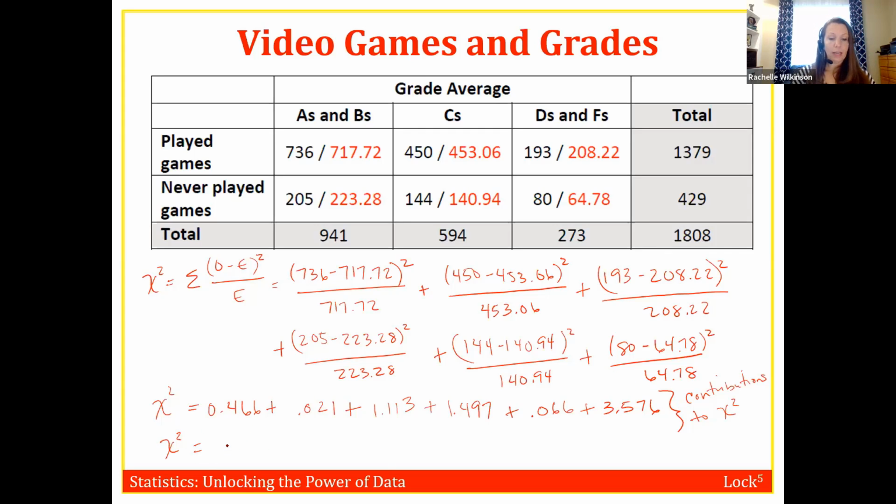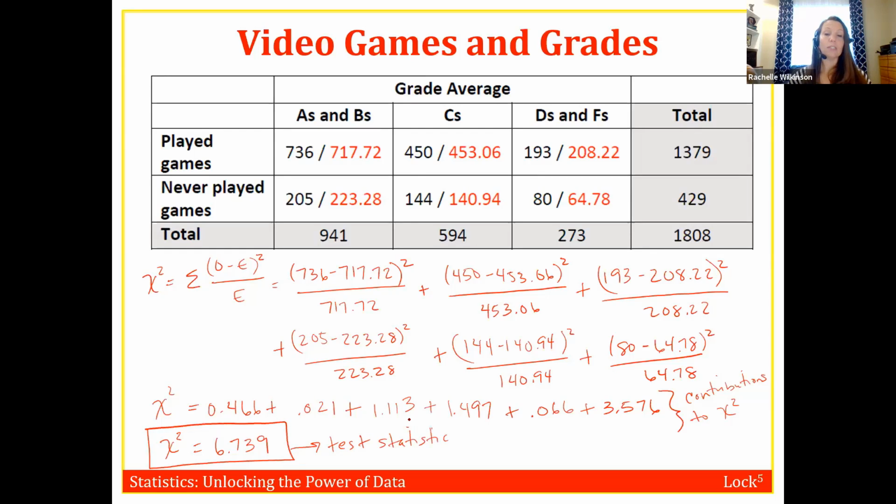All right, so now I'm going to add all those contributions together to get my final chi-square value. So I get 0.466 plus 0.021 plus 1.113 plus 1.497 plus 0.066 plus 3.576. And when I do that, I get 6.739. All right, so that's 6.739. That is my test statistic.